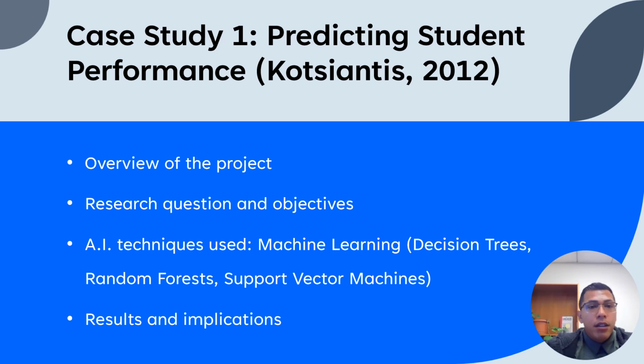These algorithms were trained on historical student data, which included factors like attendance, grades, and extracurricular activities. The researchers then compared the accuracy of these algorithms in predicting student performance. The results showed that machine learning algorithms could accurately predict student performance, with some techniques performing better than others. These findings have important implications for educational institutions, as they could potentially use AI to identify students who may need additional support or resources to succeed academically.